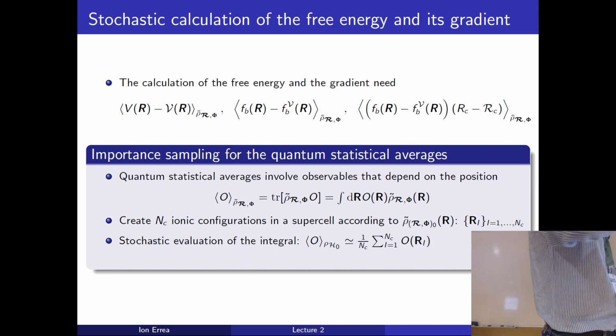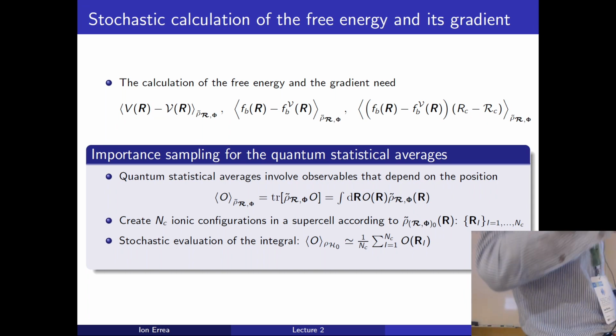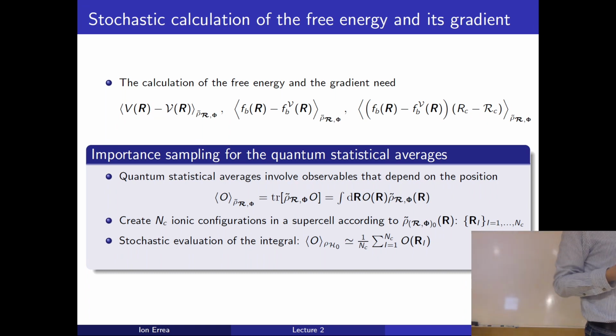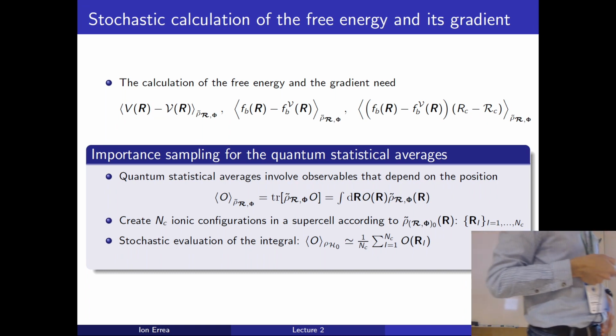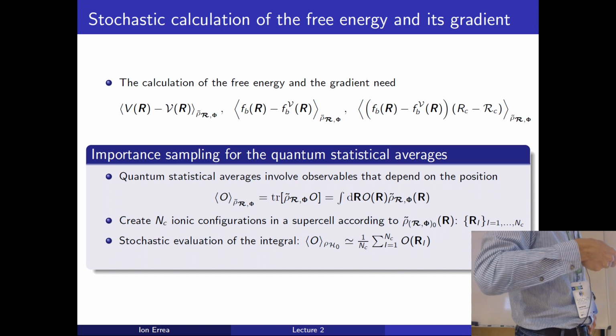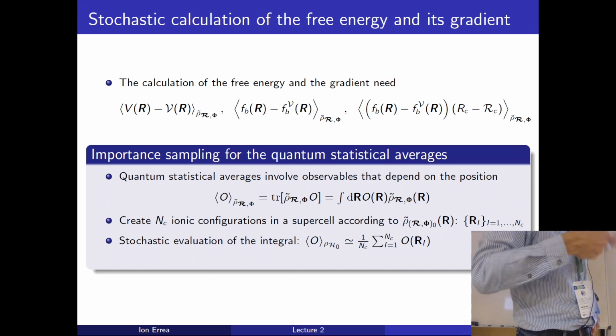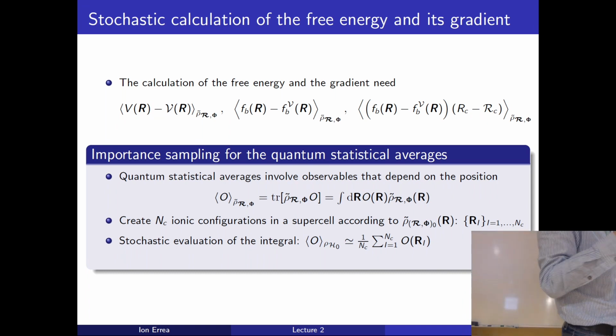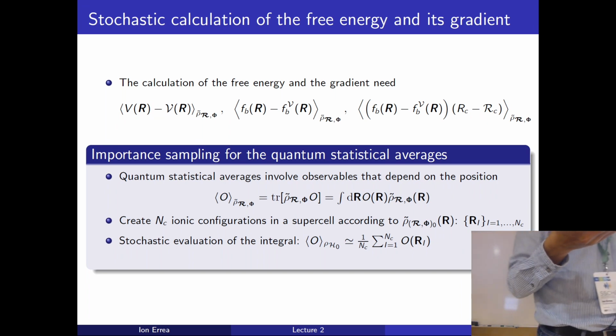this quantum statistical average, the quantum statistical average of the forces, and the forces times the displacement, okay? So how do we do that? If you see, all these operators that we have here are just operators of the positions of the ions, right? So basically, we need to do this kind of integrals, right? So what we do here is a Monte Carlo-like integral.